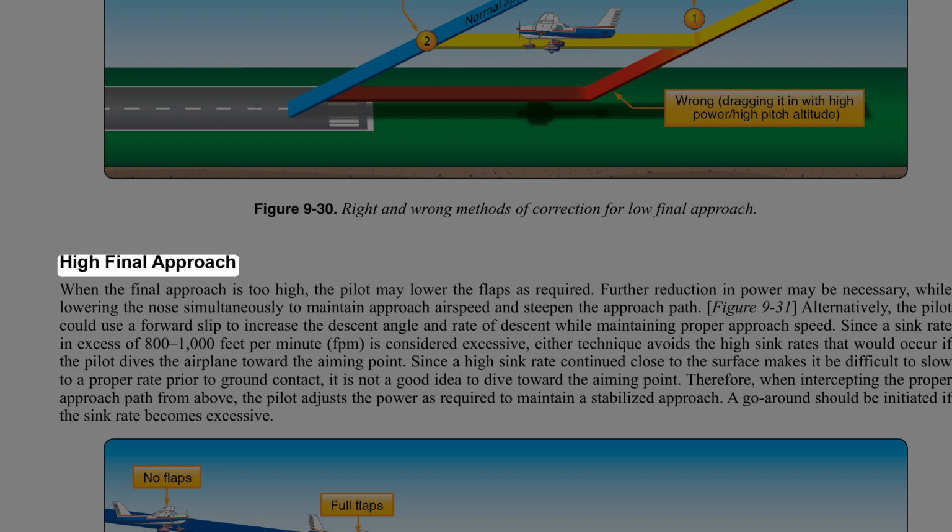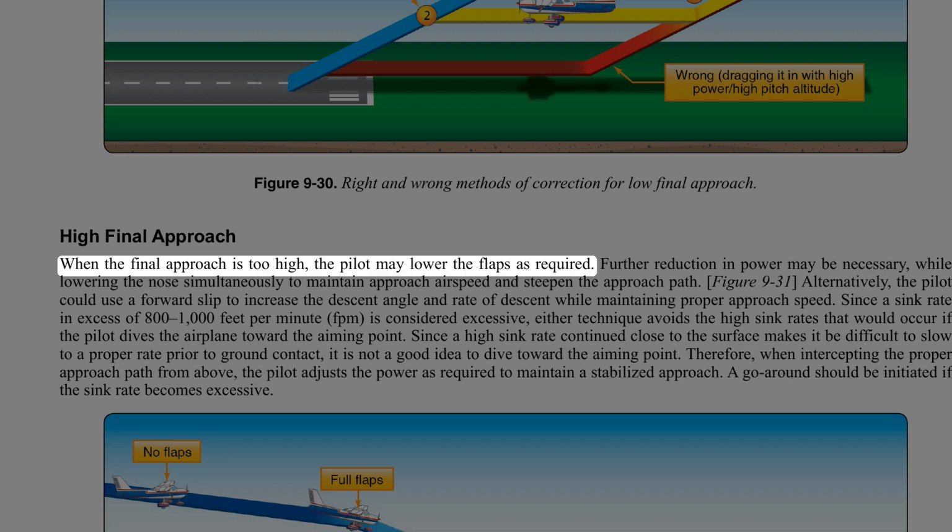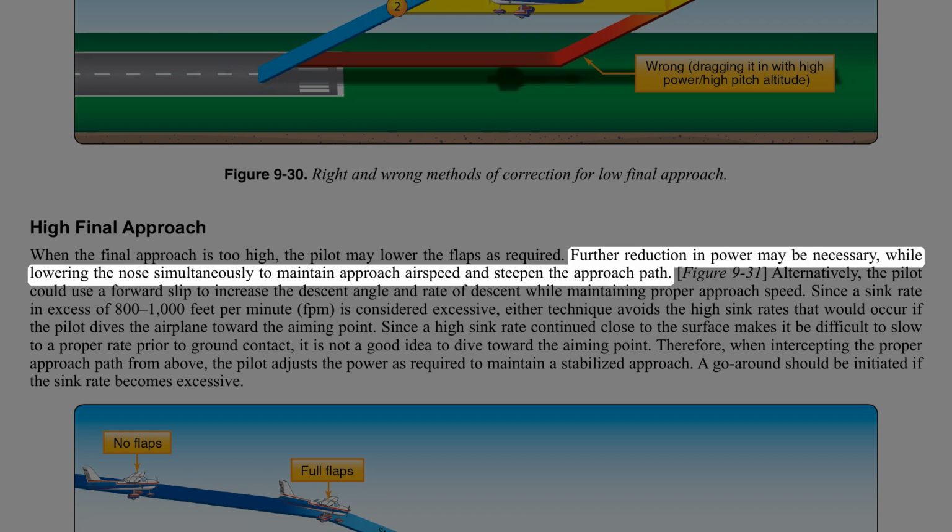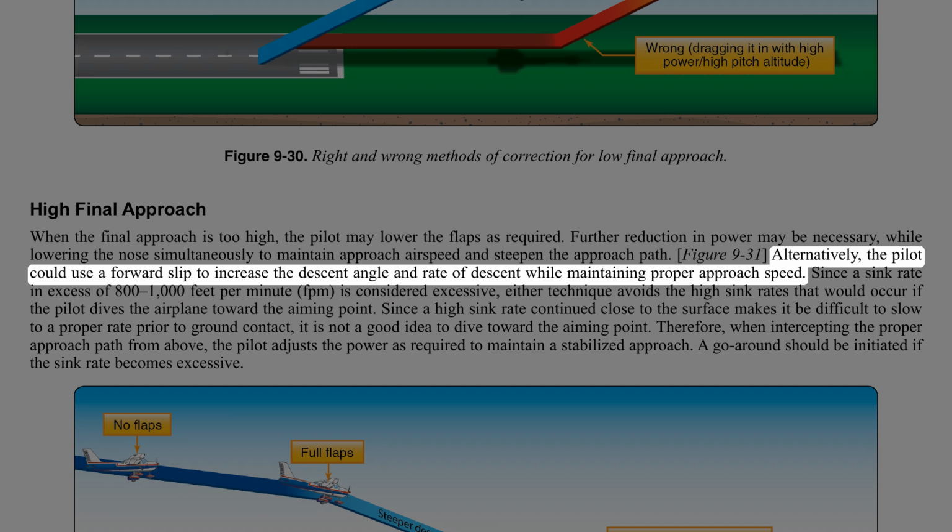High final approach. When the final approach is too high, the pilot may lower the flaps as required. Further reduction in power may be necessary, while lowering the nose simultaneously to maintain approach airspeed and steepen the approach path. Alternatively, the pilot could use a forward slip to increase the descent angle and rate of descent while maintaining proper approach speed.